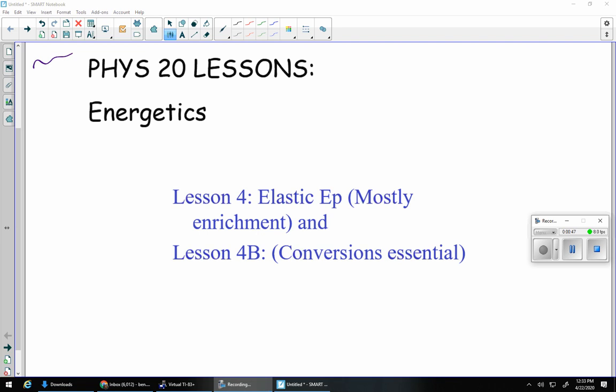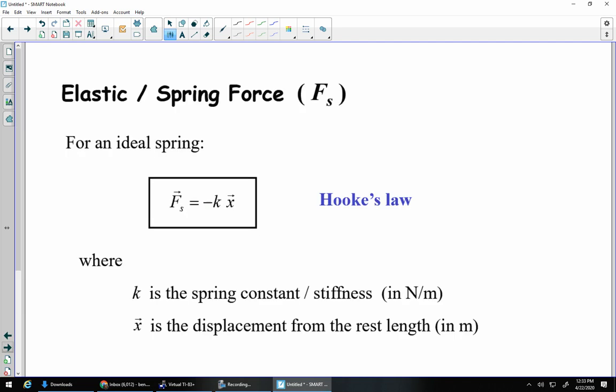So yes, lesson 4B, it's energy conversions. It's no math whatsoever. It's very simple, should be very quick, and we should understand how these energy conversions are going to happen. All right, so let's jump into it. If you're not already there, we are on page 126 and starting off about elastic potential energy.